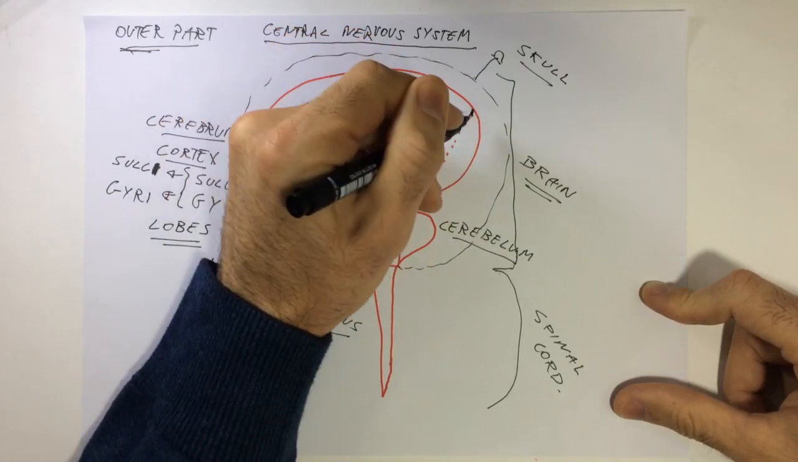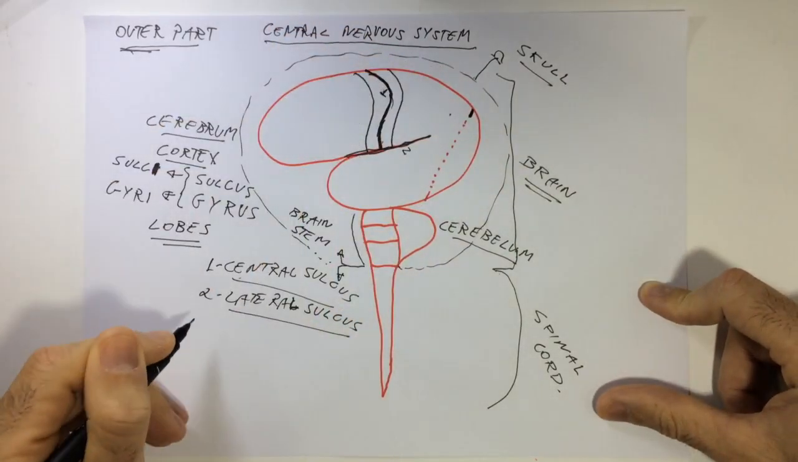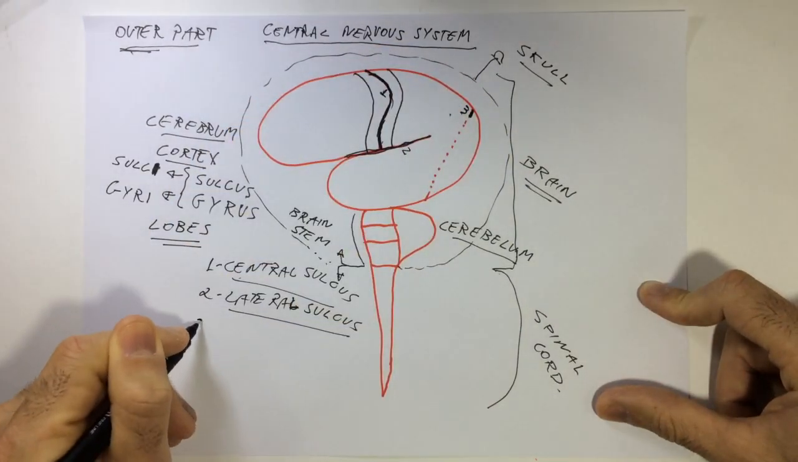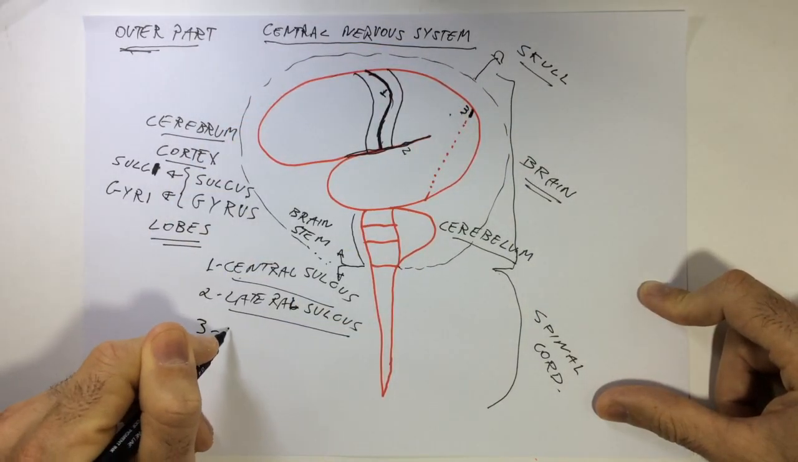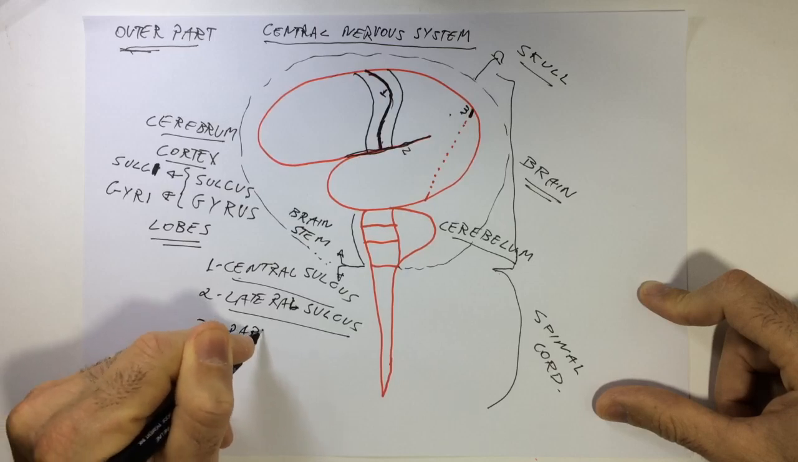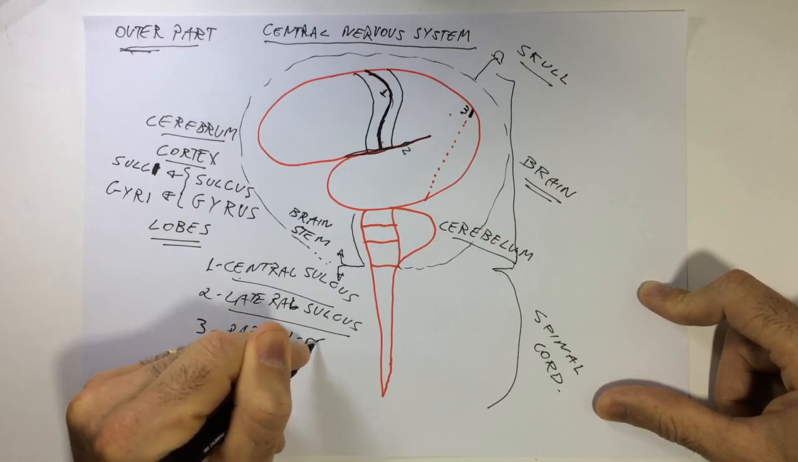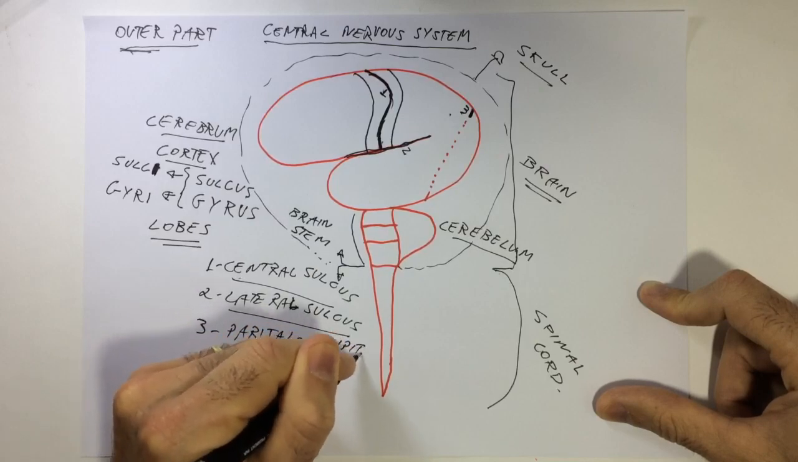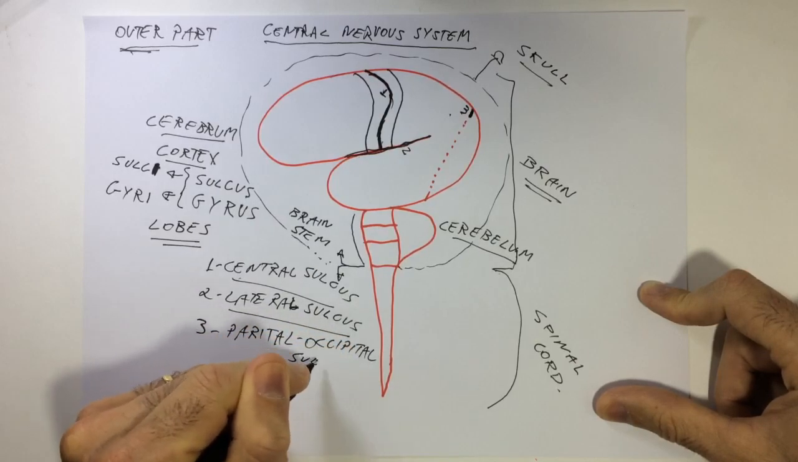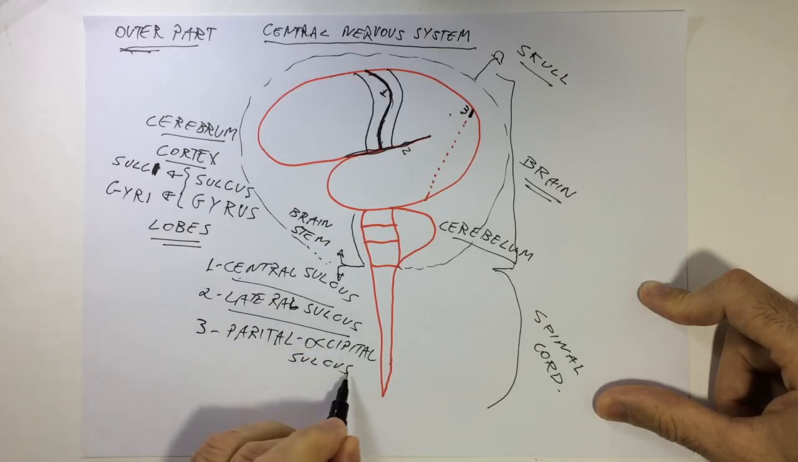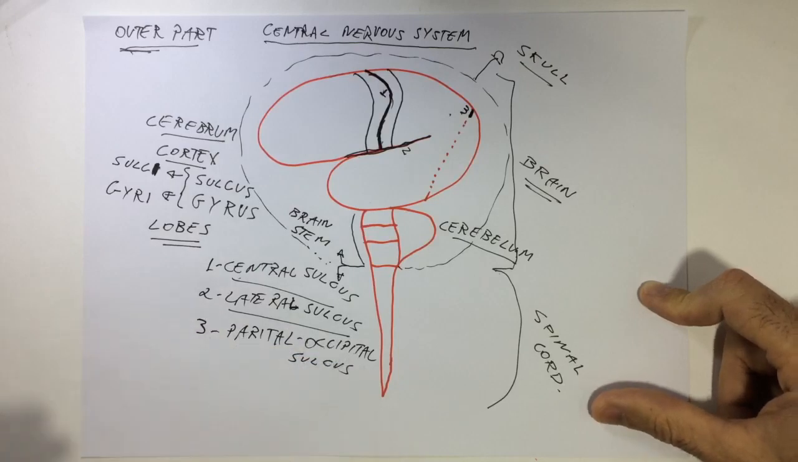So because of that, this sulcus here, number 3, is the parietal-occipital sulcus. Parietal-occipital sulcus.